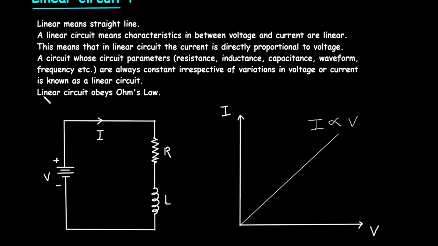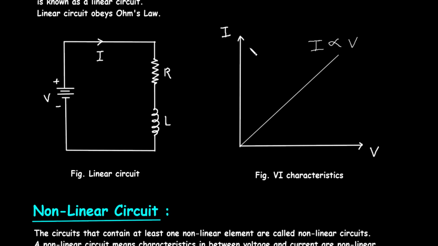Then next, a linear circuit obeys Ohm's law. So always remember that a linear circuit obeys Ohm's law. So this is a linear circuit and these are the VI characteristics of a linear circuit.